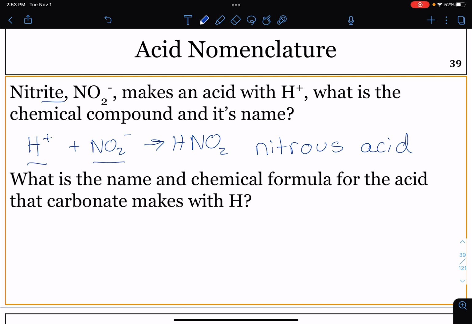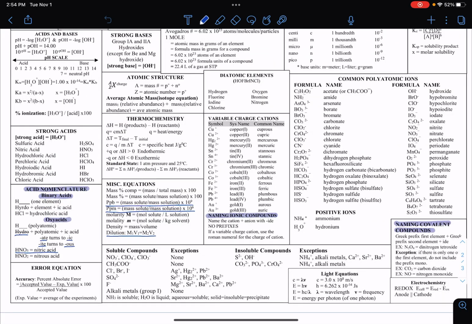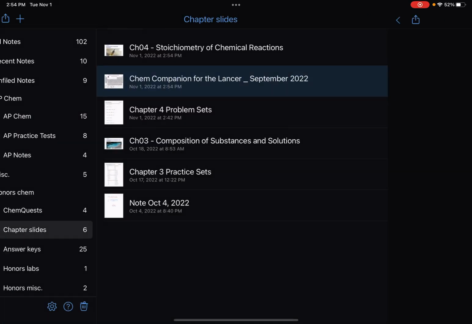What is the name and chemical formula for the acid that carbonate makes with hydrogen? So let's find carbonate on our polyatomic ion list. Remember that you should have this list handy and be very familiar with many of these so that you recognize them. You can clarify during a test or a quiz exactly what charge and what it is made of. Here it is, carbonate, CO3 2-.